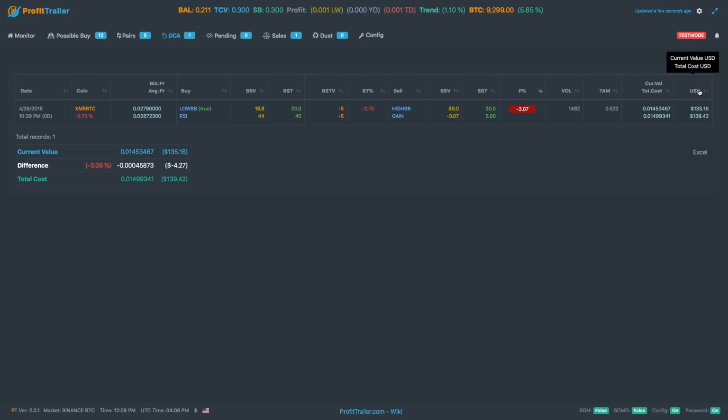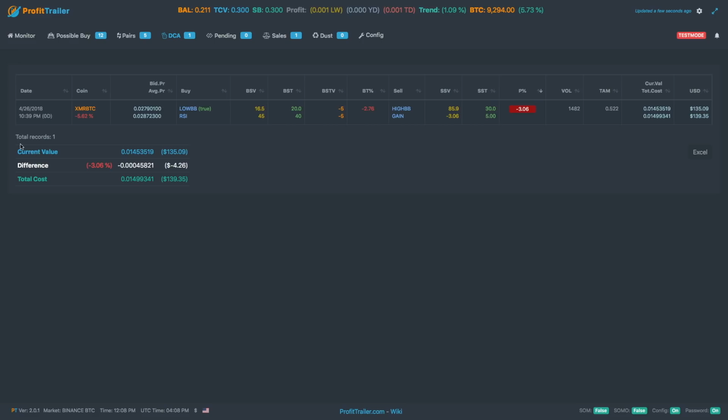And then your last column, you have the current value in your chosen currency. So whatever currency you set as your display currency for the application.properties file, that'll appear here in the last column. I have mine set to US dollars, so that's what I have showing here.